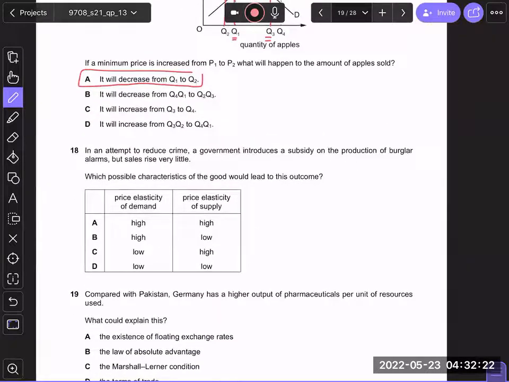Look at 18. In an attempt to reduce the crime, a government introduces a subsidy on the production of burglar alarms, but sales rise very little. The government ने subsidy दे दी, but sales बहुत कम से increase है. What possible characteristics of the good would lead to this outcome? आपने सब्सिडी दी, प्राइस कम हुआ, लेकिन क्वांटिटी इतनी ज्यादा नहीं बढ़ी, इक्विलिब्रियम क्वांटिटी इंक्रीज नहीं हुई.